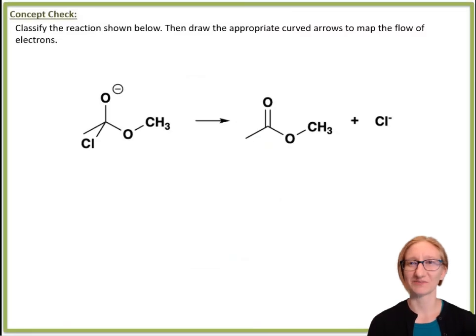Let's do a quick concept check. Classify the polar reaction shown below, then draw the appropriate curved arrows to map the flow of electrons. Okay, first, to classify the reaction, we'll determine how many reactants are converted into how many products. Here we have one reactant going to two products. So this is an elimination reaction, or the loss of a leaving group.